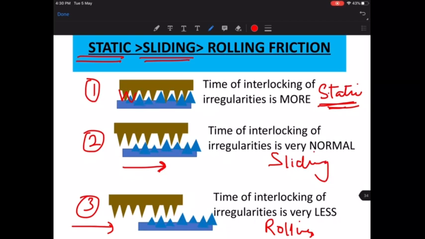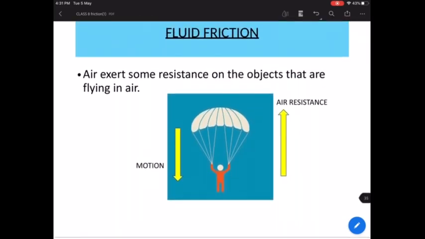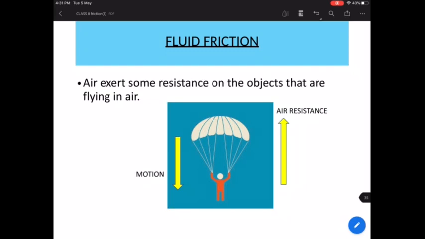And look what happens in the case of rolling friction. The two objects are actually quickly rolling over each other. So static friction is more. Which kind of friction is the least? Rolling friction is the least. And which kind of friction is in between the static and rolling? It is the sliding friction. Okay? So I hope that is making this concept very clear to you. Fine? Okay. Now let's move on to fluid friction. What is fluid friction? First of all, what do you mean by fluid?